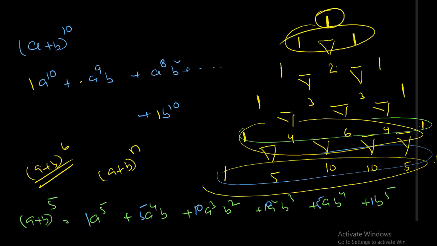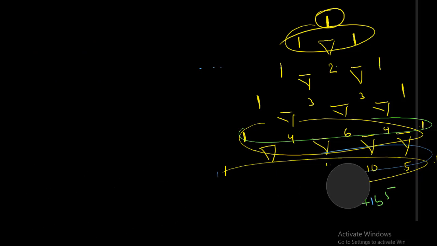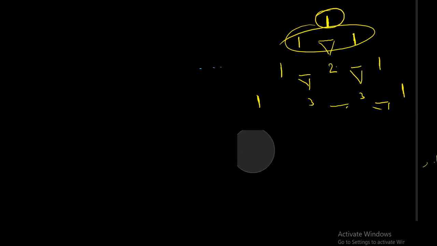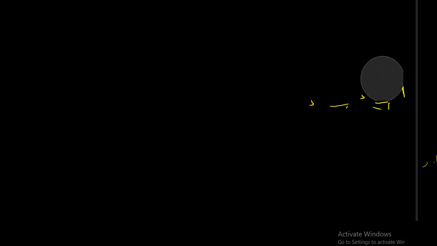So by using this method, if you want to expand (a + b) to the power 10, I should know the expansion of (a + b) to the power 9, or at least the binomial coefficients of (a + b) to the power 9. I should know the coefficients of (a + b) to the power 8, after that 7, 6, like that. Okay. By using this Pascal triangle, we can expand (a + b) to the power n with some conditions.